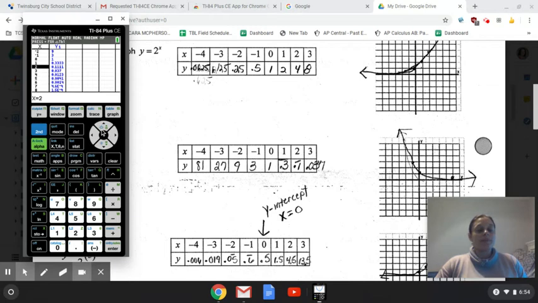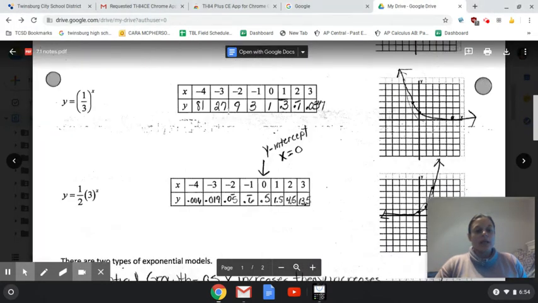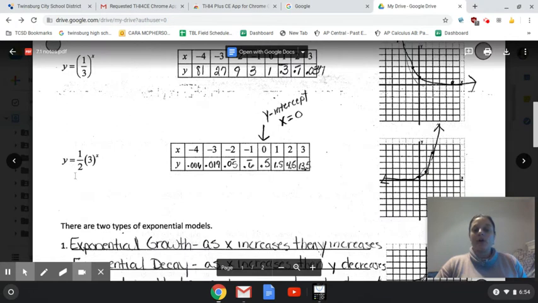Again, your y-intercept is where x is 0, so your y-intercept would be 1 again. And then you see that really sharp decline. The last one here has an extra number in front. That's called the a value. We're going to talk about that as we go through. This is still your multiplier, your number that has the variable exponent. So 3 is your multiplier.